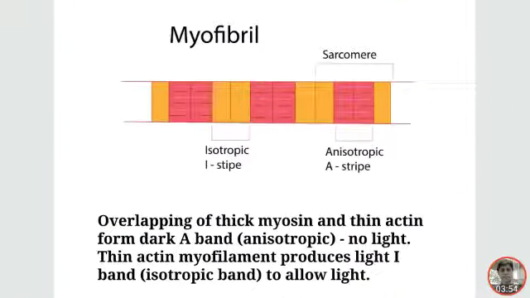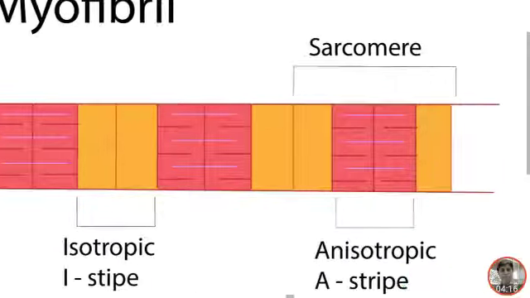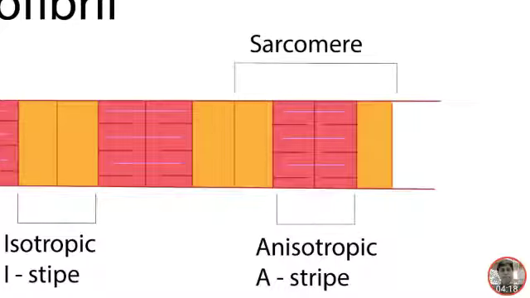In the myofibril, the overlapping of thick myosin and thin actin forms the dark A band. It is anisotropic, so it does not allow light. The thin actin myofilament produces the light I band, the isotropic band, which allows light. This is the isotropic band, and this is the anisotropic band.